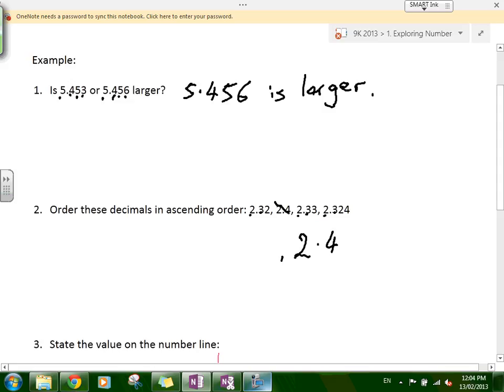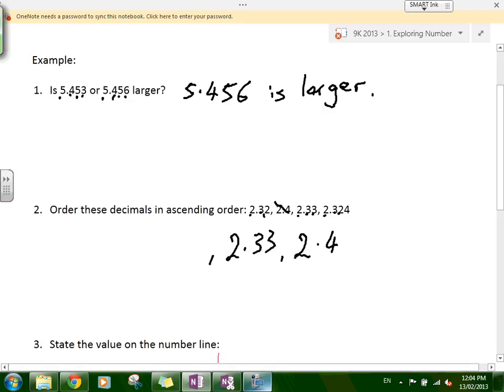I look at the next decimal place, which is 2, then 3, 3, and this one's 2 as well. So my conclusion is, because the 3 is greater than the 2 and the 2, this one must be the next biggest. 2.33 is bigger than 2.32, which is bigger than 2.324. So 2.33 is the next biggest.